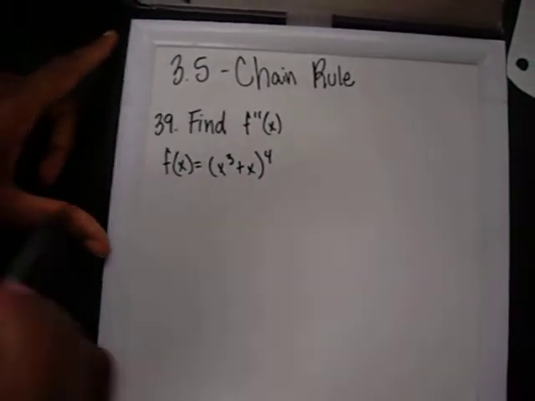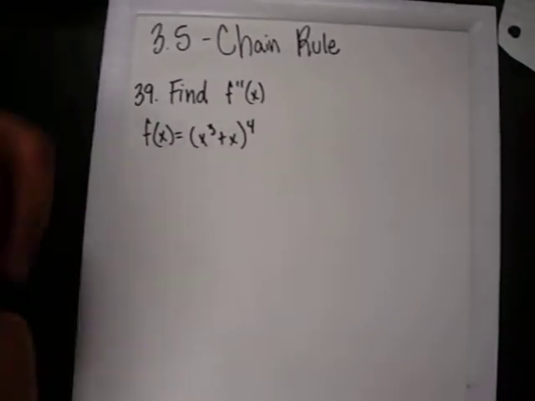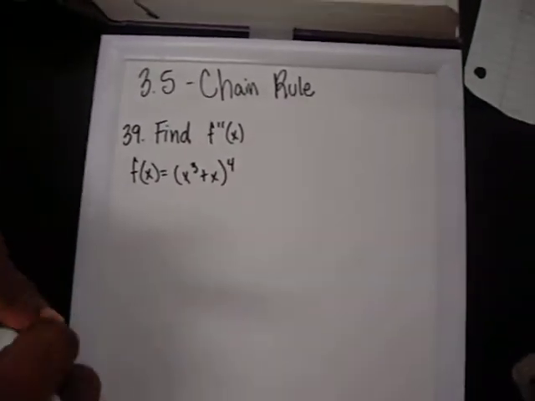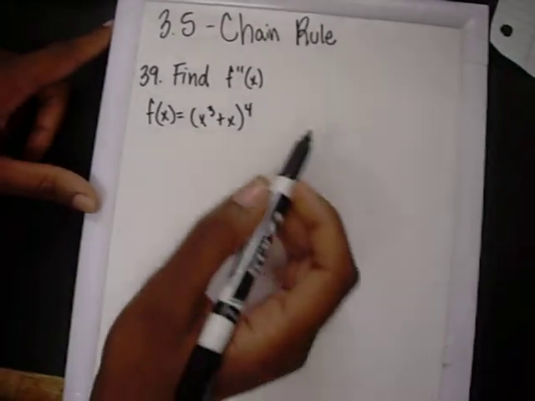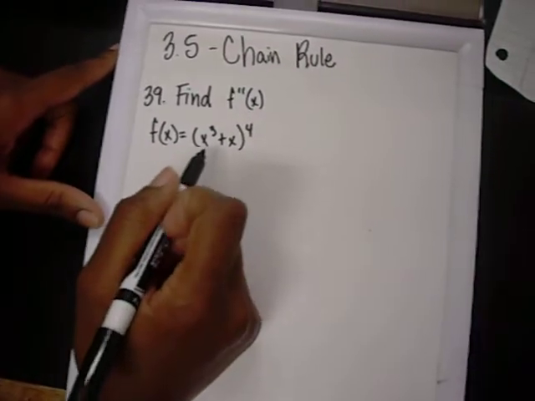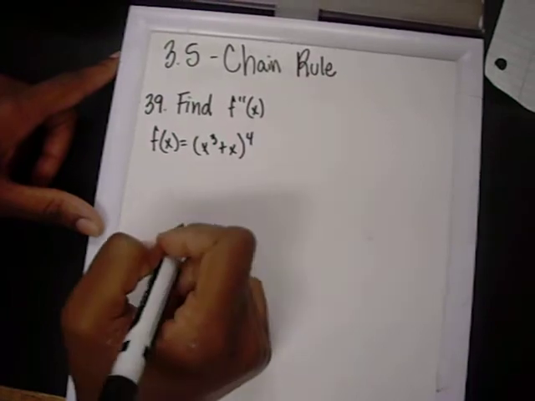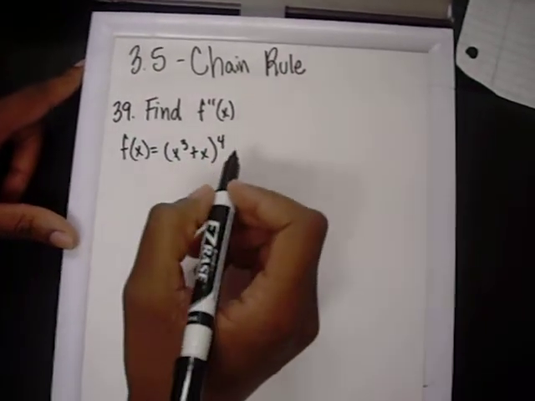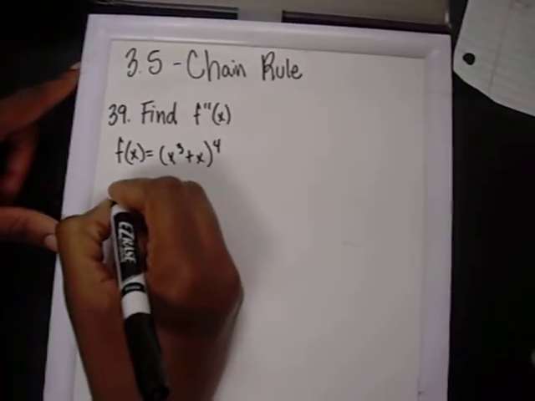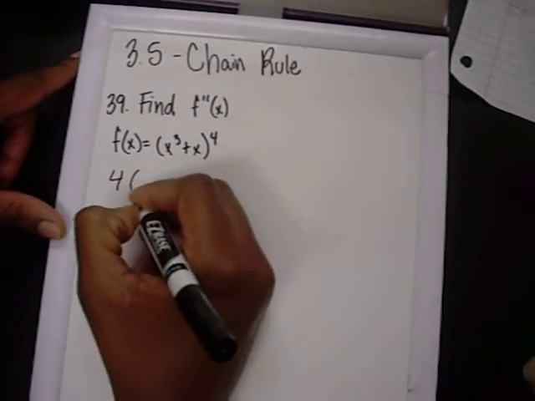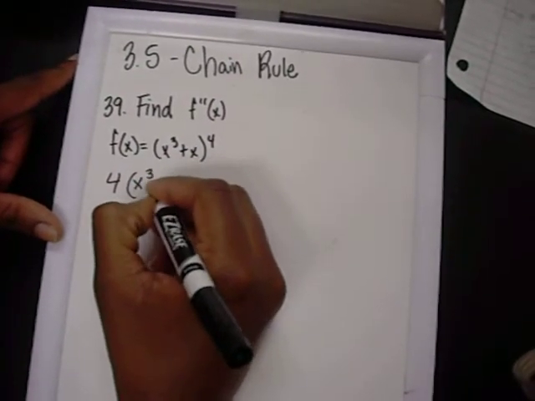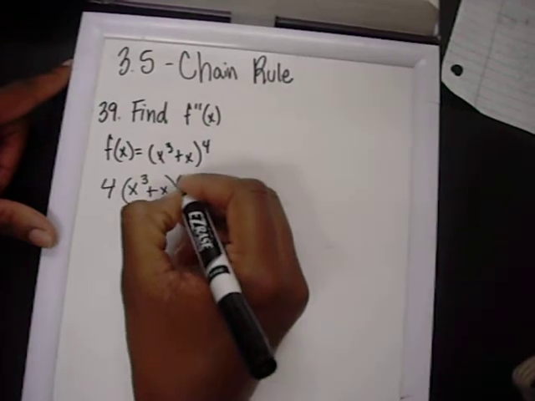The first problem I'm doing is problem number 39, and it says find the second derivative of x, which is f double prime. The problem is f of x equals x times the quantity x cubed plus x to the fourth power. So using the chain rule, you first use your power rule, where you take the exponent down to the front, and you write your function and decrease your exponent by 1.